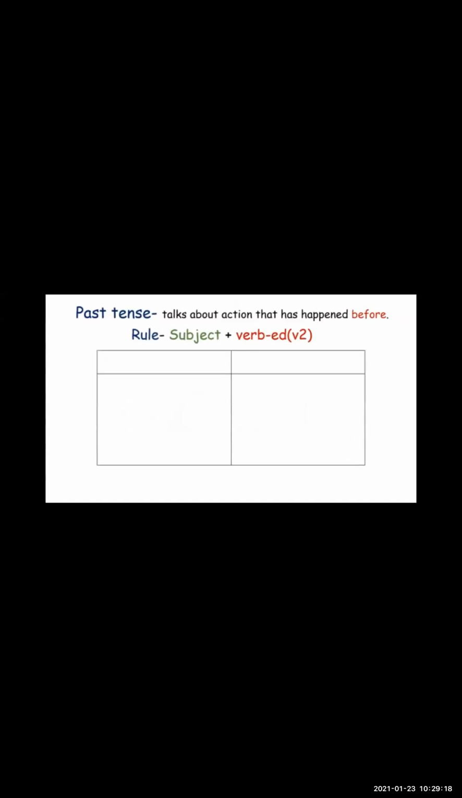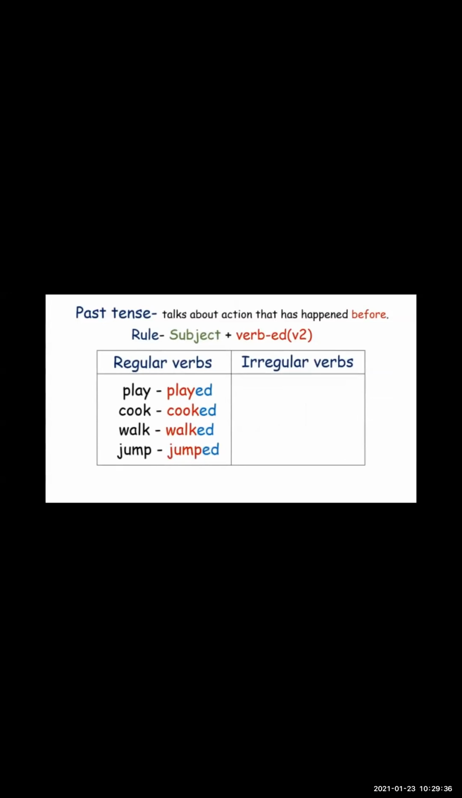Here we have some examples. Examples of regular verbs: play, played; cook, cooked; walk, walked; jump, jumped. Examples of irregular verbs: see, saw; sit, sat; put, put; bring, brought. Notice that the verb does not end with an ed when it is in irregular form.